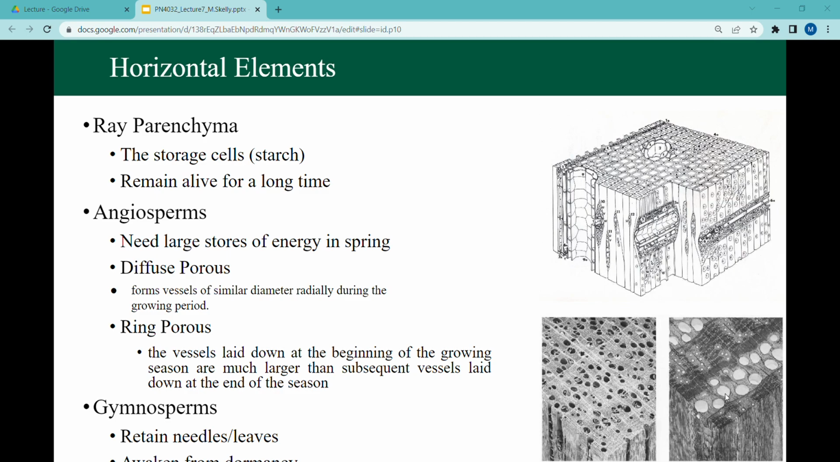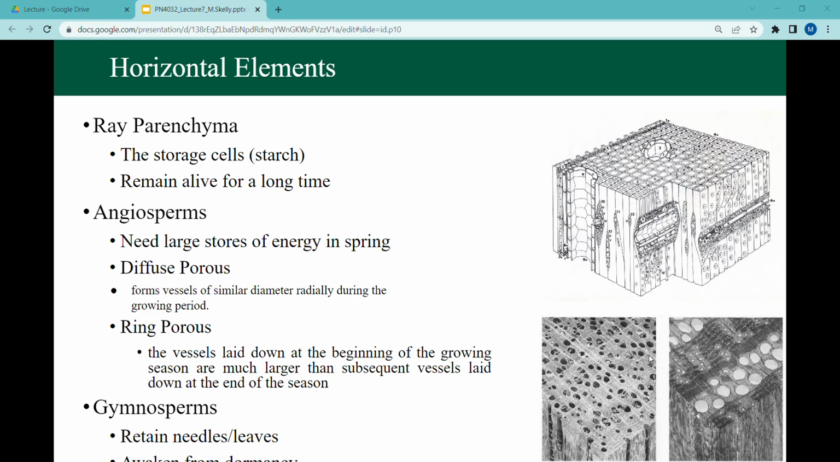So when we're looking at diffuse porous, we can see large vessels and small vessels all within the end grain. Diffuse porous is where vessels form of similar diameter and radius during growing periods. Okay, so if we're looking at this cross section here, this is obviously going to be our summer growth. We've got large vessels, all of similar size, similar radius. This will be a diffuse porous, and we will only see that in angiosperms.